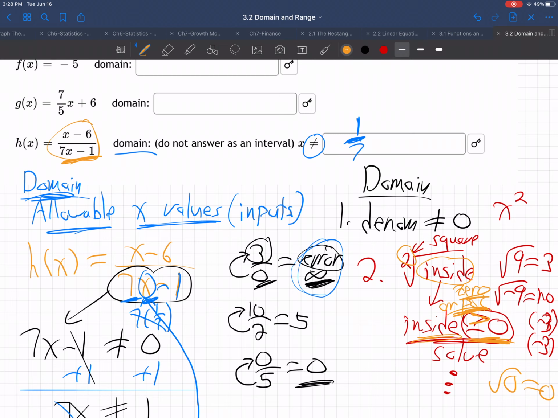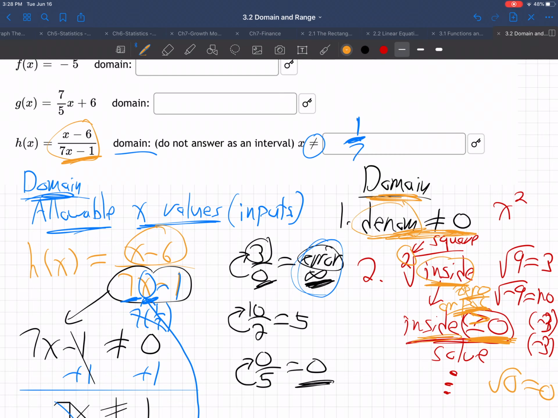So those are the two things we look for in domain. Denominators cannot be 0, and the inside of a 2 root has to be greater than or equal to 0. For sure, put that in your notes for the next exam. Those are the two things we look for on a domain question. The denominator's not equal to 0. Notice I didn't even look up here at the numerator. I don't care about the numerator at all. It can do anything it wants to. It's not a problem for us. It's just the denominator that cannot be 0.